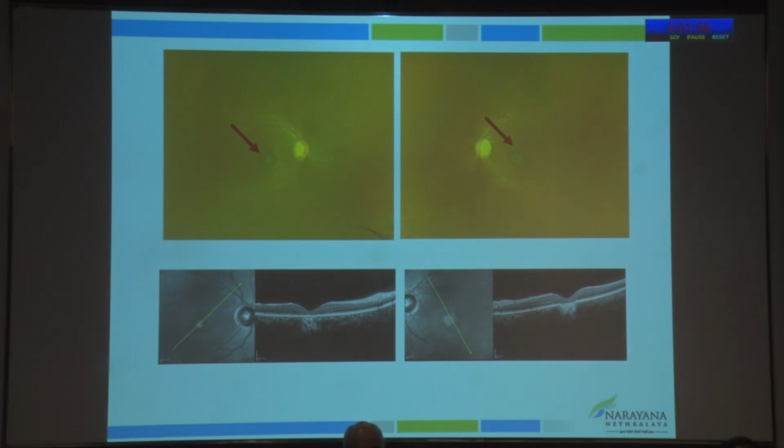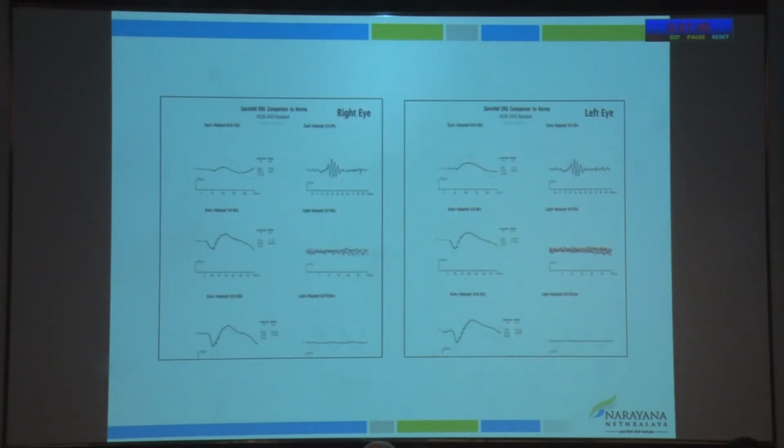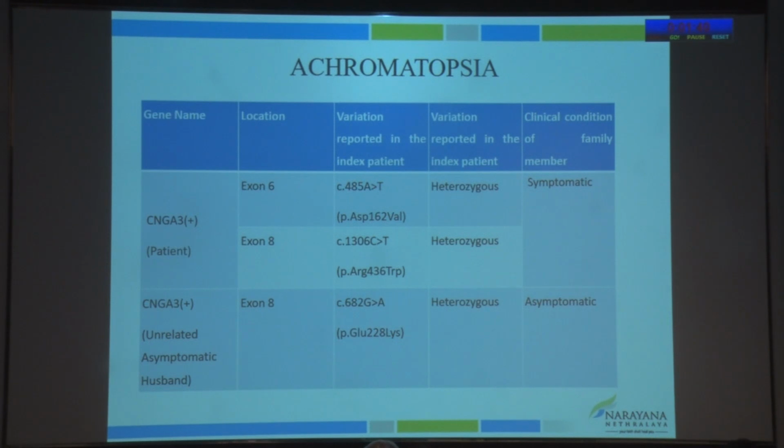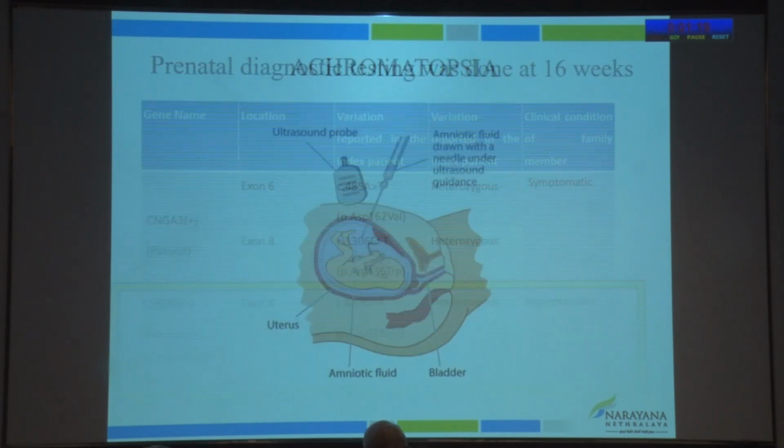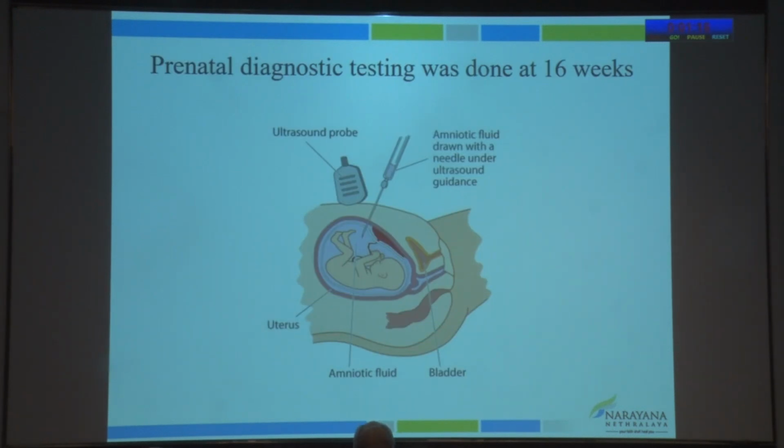On the fundus photo, you can see atrophic changes in both maculae, and the retinal OCT shows foveal thinning with outer retinal atrophic changes. We did a full field ERG which showed absent cone specific responses. So a diagnosis of achromatopsia was made. The patient underwent genetic counseling and eventually genetic testing, and we found a compound heterozygous mutation for the CNGA3 gene in the patient, and coincidentally in her unrelated asymptomatic husband, we found a heterozygous mutation in one of the exons of the CNGA3 gene.